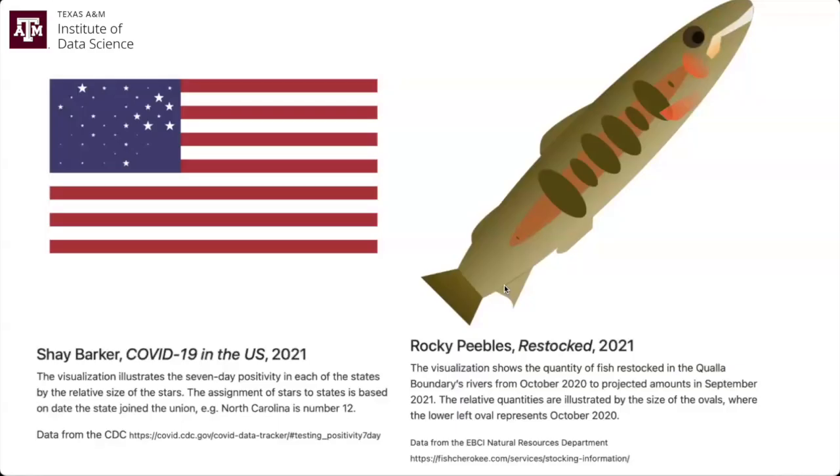Again, during the pandemic, my Cherokee High class couldn't meet in person, so we did some visualization projects, one of which was COVID-19 in the US, where she assigned the relative size of the stars based on the state's COVID-19 positivity for that particular day.